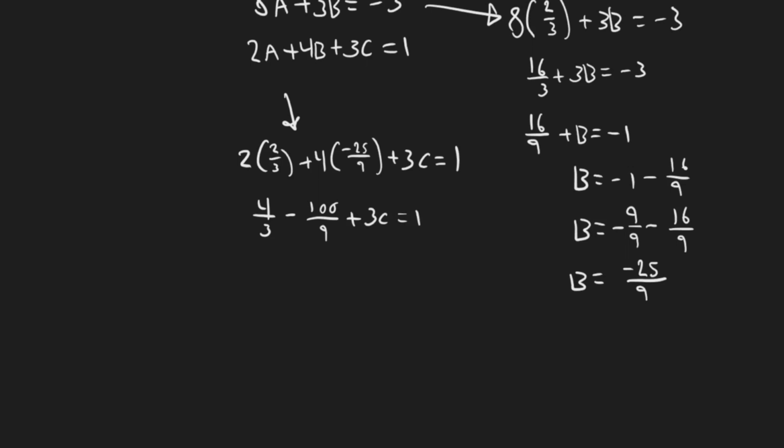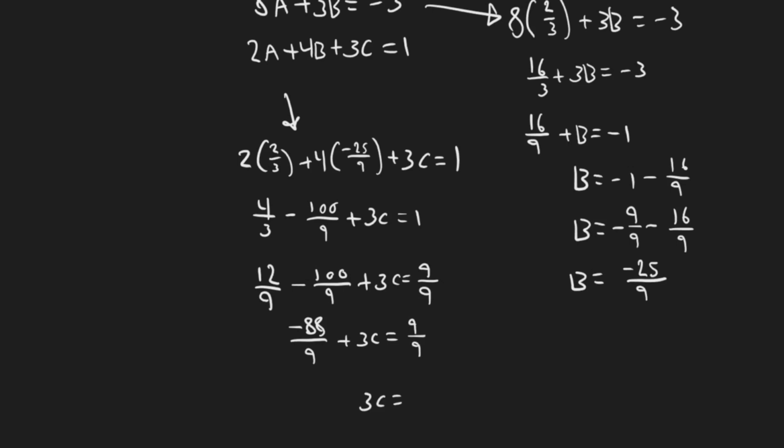And now I'll write everything besides the 3c term in terms of a denominator of 9. So that's going to give us 12 over 9, just rewriting 4/3, minus 100 over 9, plus 3c equals 9 over 9, like so. So 12 minus 100 is just going to be negative 88, so negative 88 over 9 plus 3c equals 9 over 9, which means 3c equals 9 plus 88, so 9 plus 88 is just going to be 97, and this is still over 9.